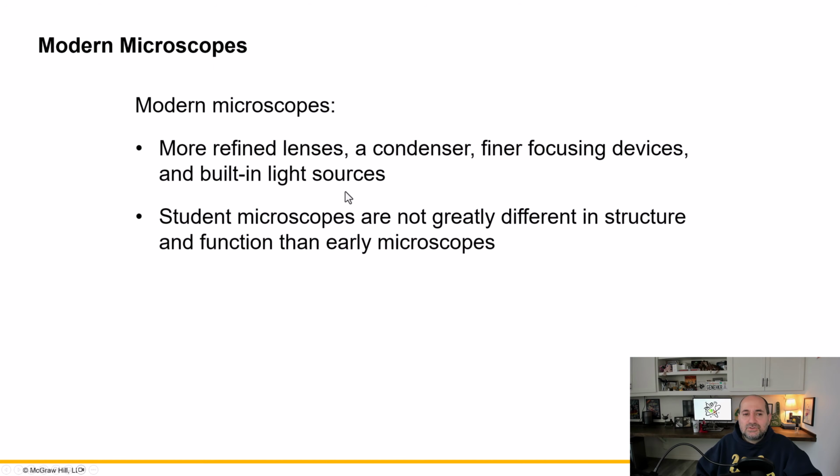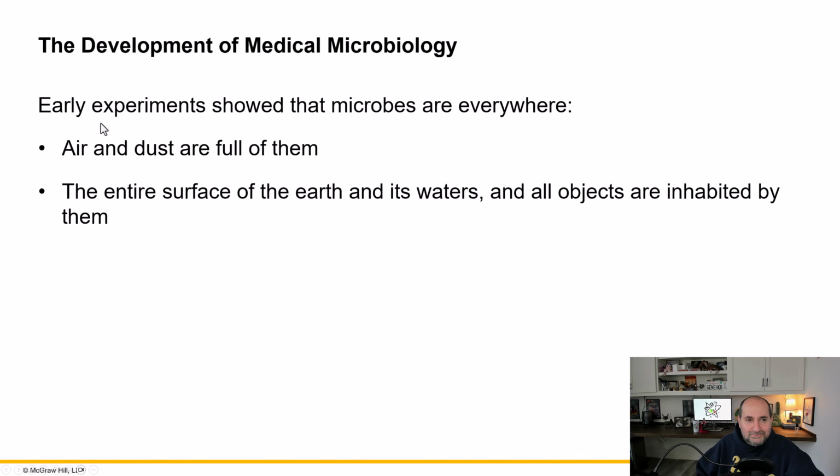We have two lenses in a compound light microscope. So our microscopes are quite a bit more advanced. They're stronger. They can magnify up to 1,000x, right? So we can see small bacterium under the microscope. And what about the development of early medical microbiology? Early experiments showed that microbes are everywhere. Remember, they are ubiquitous. Even the air has dust, which is full of microbes.